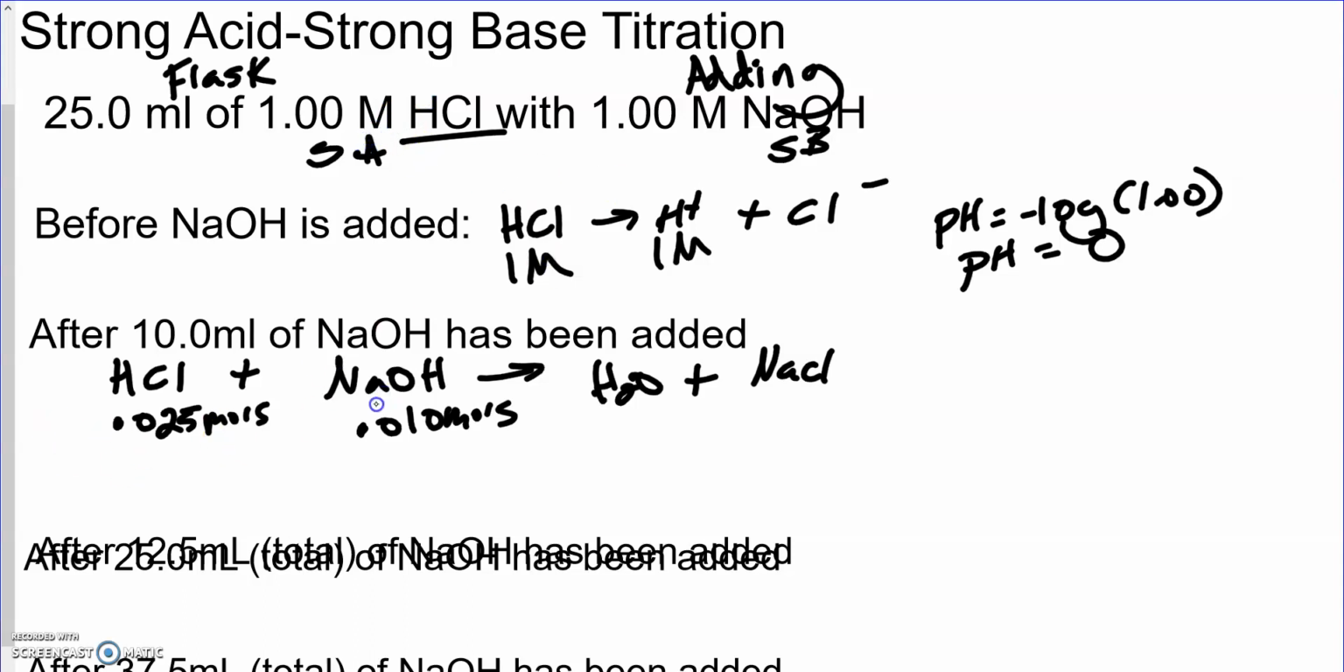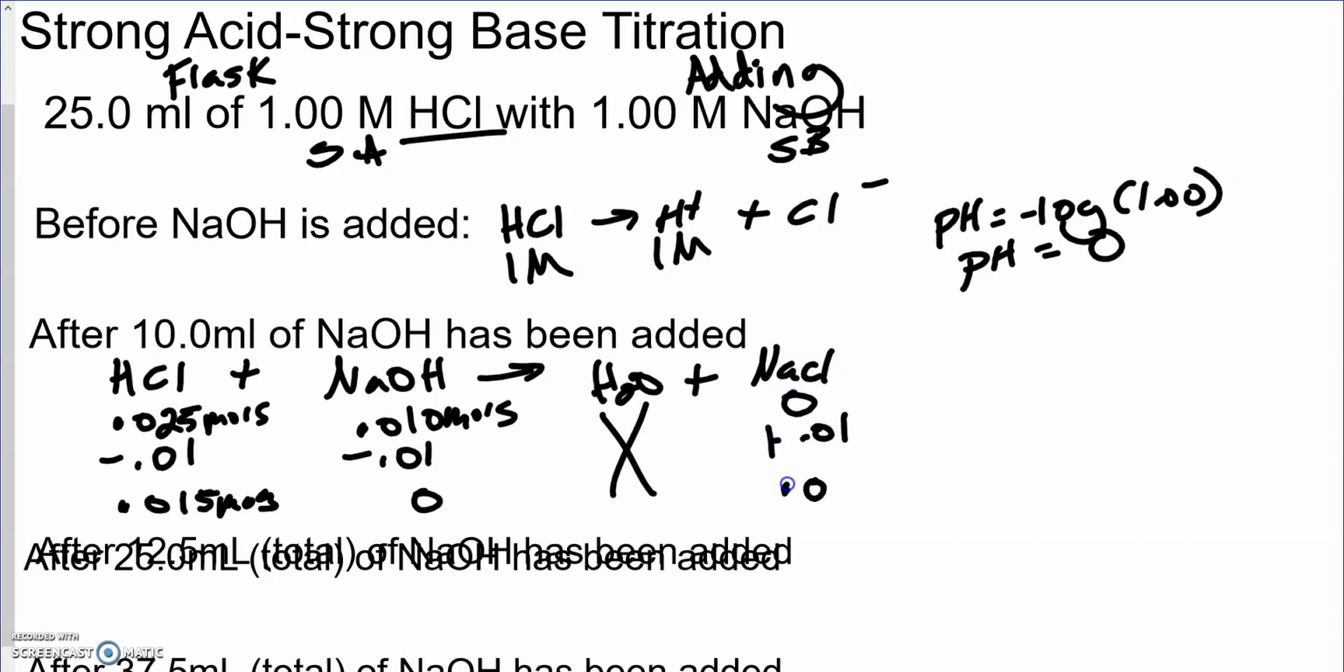Okay, from there, we recognize that sodium hydroxide is our limiting reactant, so minus 0.01, minus 0.01, and we're left with 0.015 moles of the hydrochloric acid, 0 sodium hydroxide. As usual, we're not going to focus on the water. And then sodium chloride, technically, yes, we have an addition of 0.01 moles once everything's said and done.